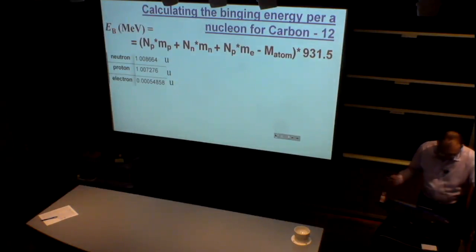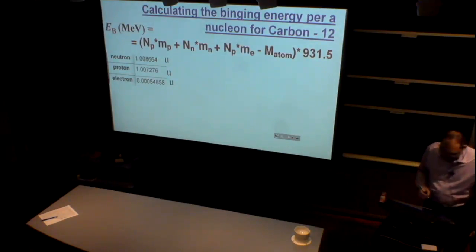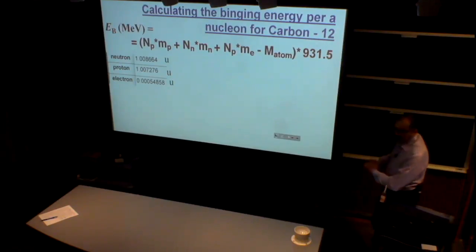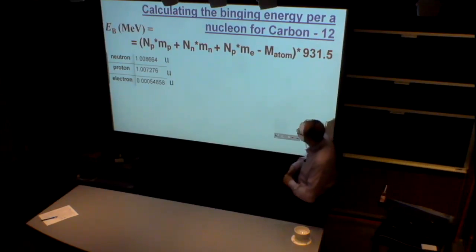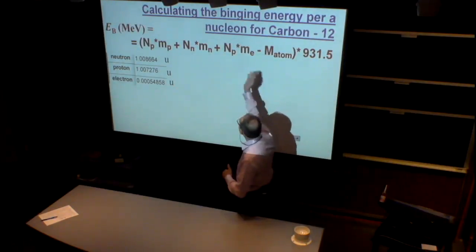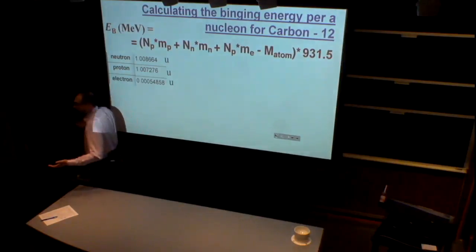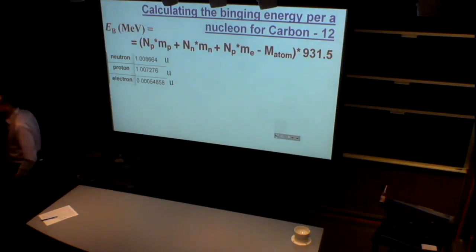One more example just to practice. Carbon. So, please take a minute or 2 minutes and calculate the mass defect. That's what we need, because then we can just multiply by 931.5, that's it.